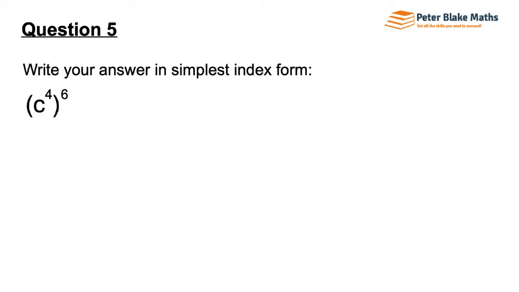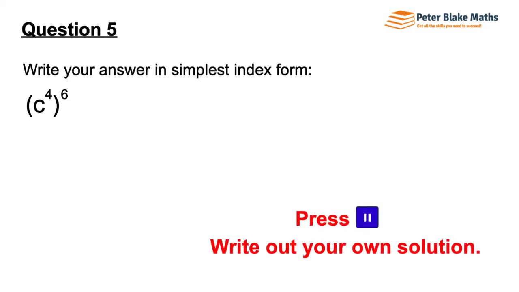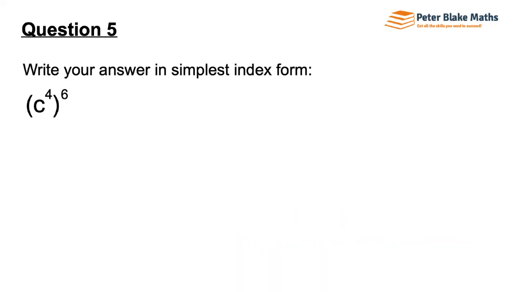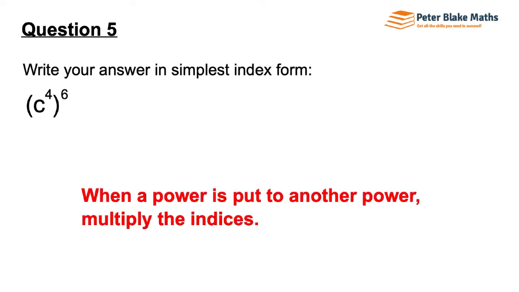Question 5. Write your answer in simplest index form if c to the power of 4 is all to the power of 6. When a power is put to another power, we multiply the indices. So if we multiplied the indices here, we get 4 times 6 makes 24. So our answer is just c to the power of 24.